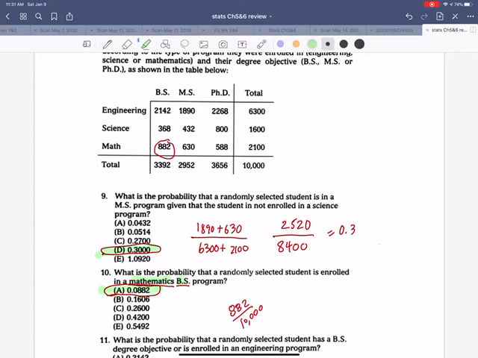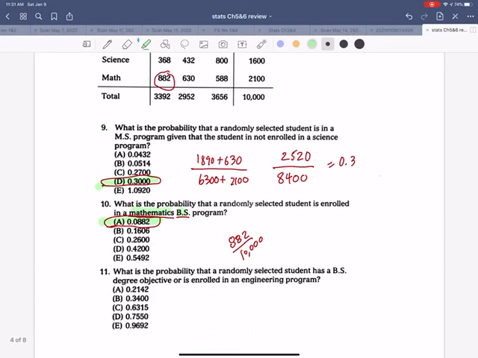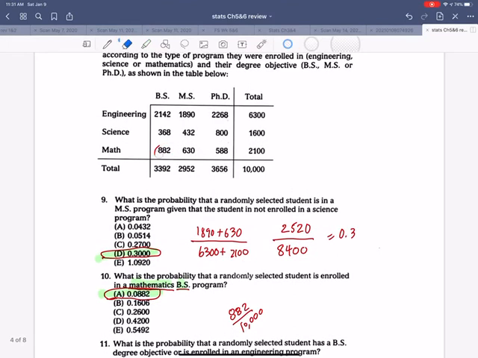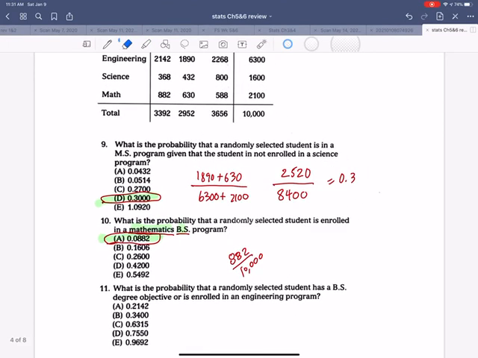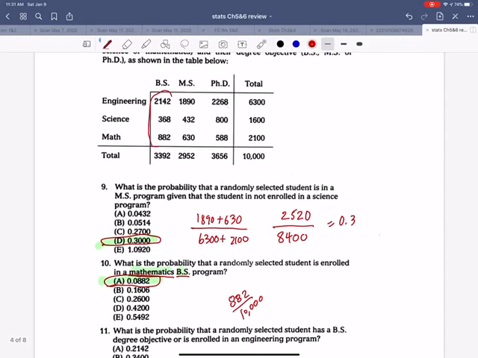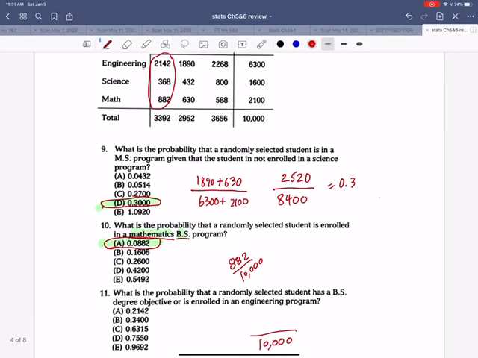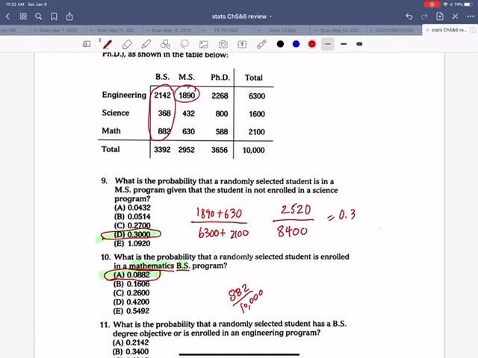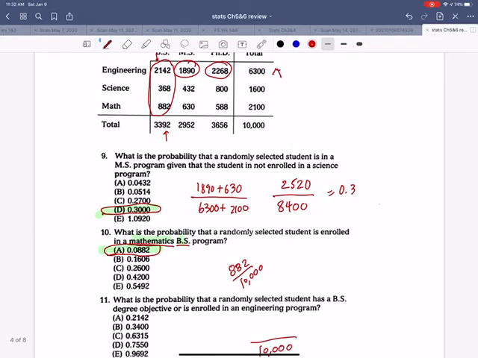Mathematics and BS. What is the probability that a randomly selected student has a BS degree or, all right, so a randomly selected student. So it seems as if our denominator is going to be 10,000 because they're not giving us a given. But I'm okay if you have a BS degree. So I'm okay with these people, or is enrolled in an engineering program. So I'm also okay with these people. So I could add these two and then subtract the overlap. I'm more of a person, I just add those 5 numbers. So adding those 5 numbers.